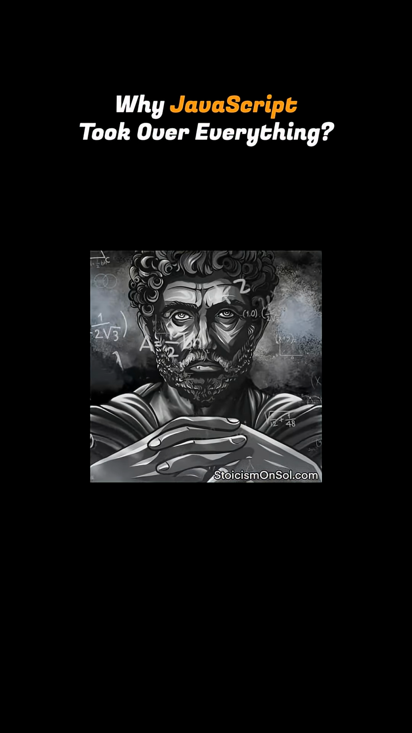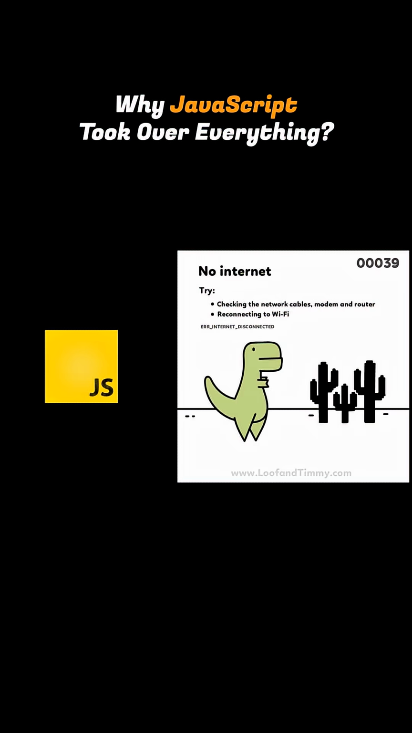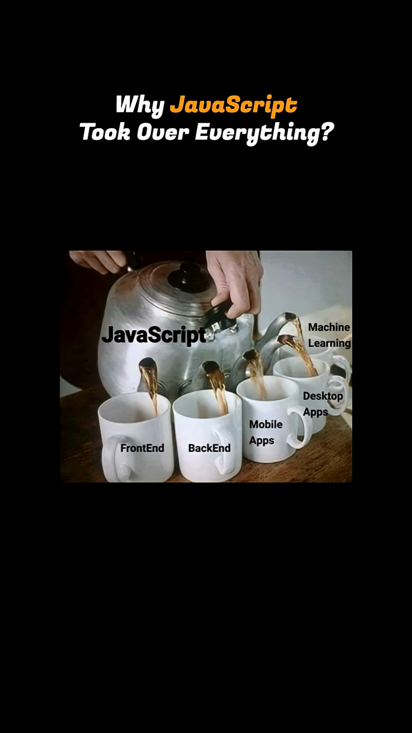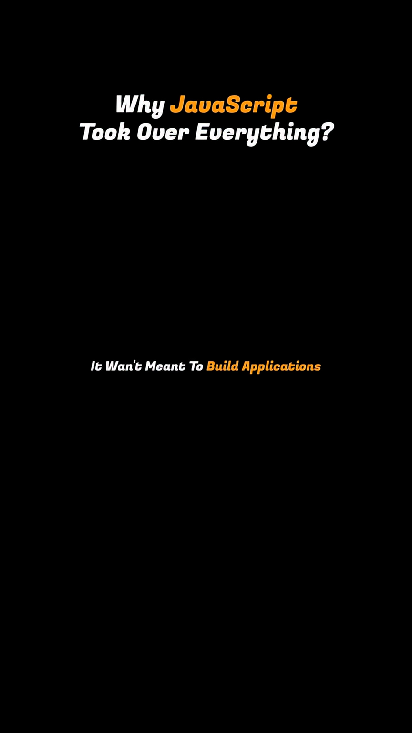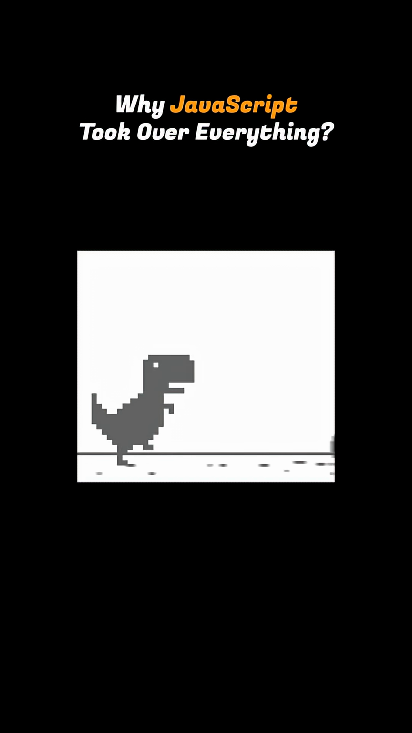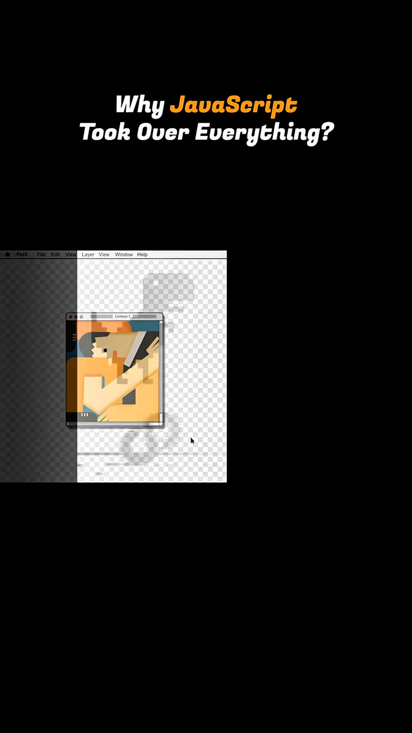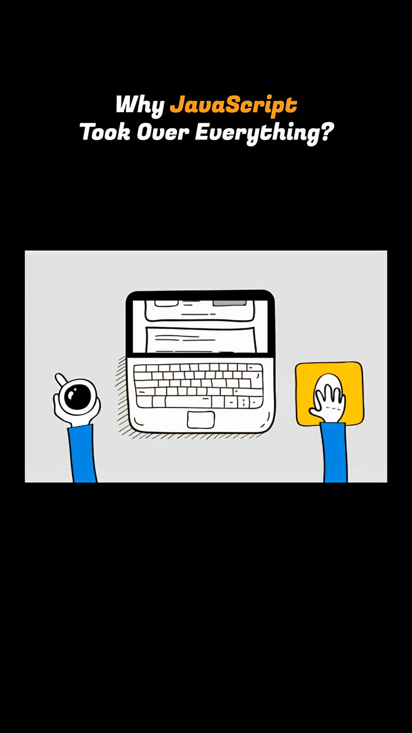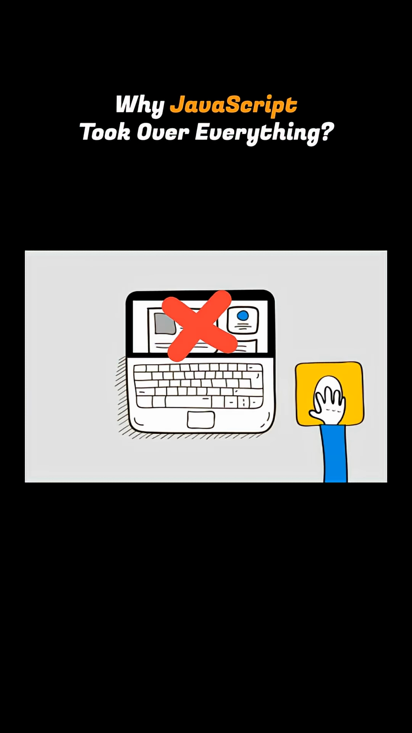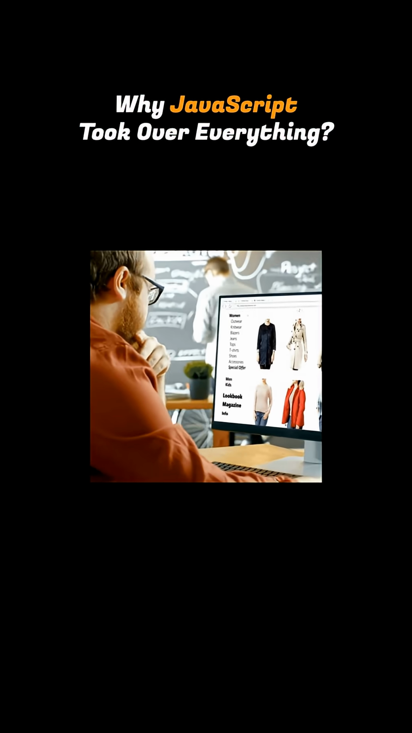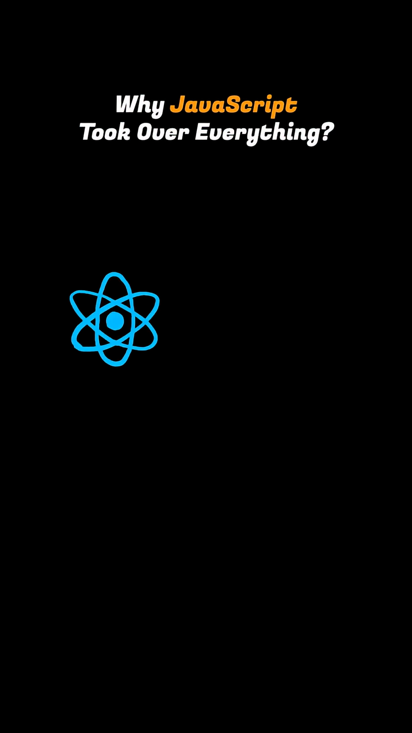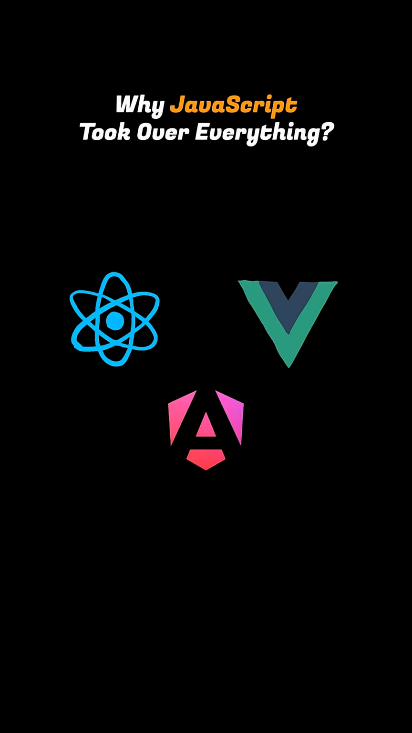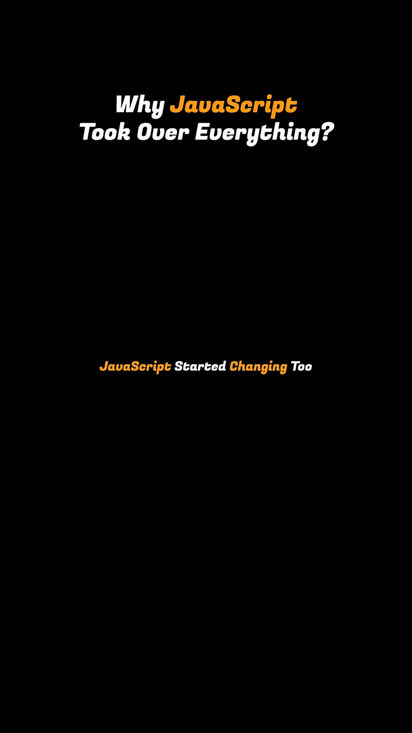Once upon a time, JavaScript was just for browsers, but now it's everywhere. It wasn't meant to build applications, nor was it meant to build servers. It was just meant to add a little interactivity to the website. But as the web started growing, JavaScript also evolved with it. Websites stopped being a white page to show information. It became an application. And when frameworks like React, Vue, and Angular showed up, JavaScript started changing too.